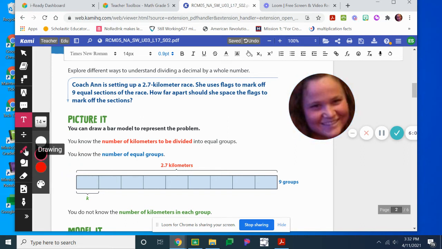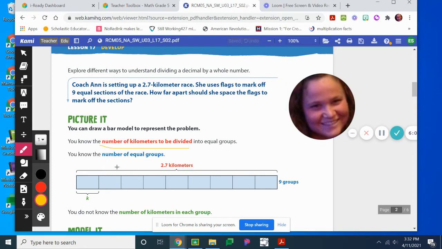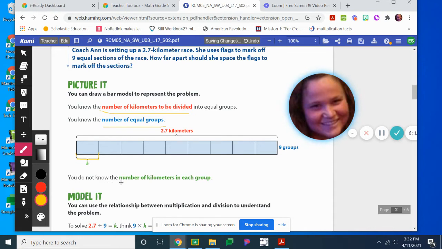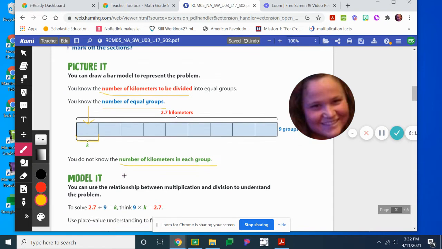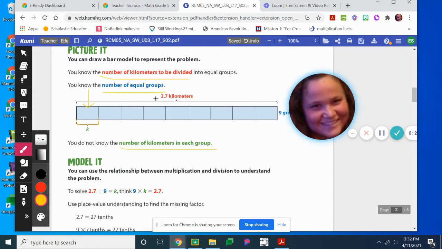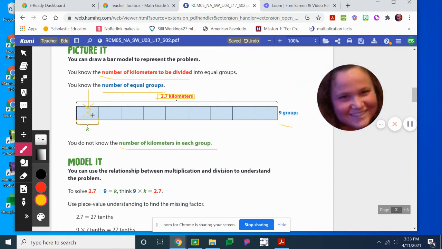We know the number of kilometers that we have to divide, and we know the number of equal groups. So we're saying this is 9 equal groups. So it's asking how much is each of these groups. You do not know the number of kilometers in each group. You'd have to figure this out. So in each of those, we would have 27 divided by 9, and we know that that's 3. So these are 3/10 because we're working in tenths. This is 27/10 divided by 9 equals 3/10.